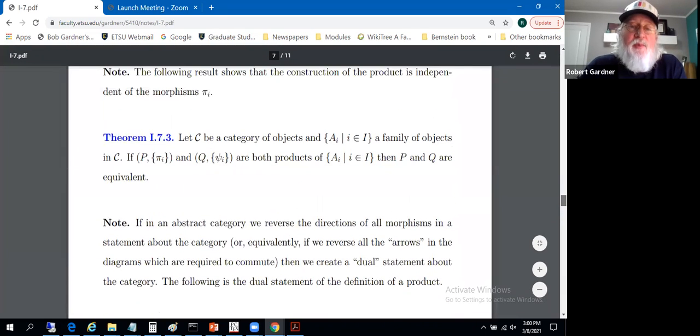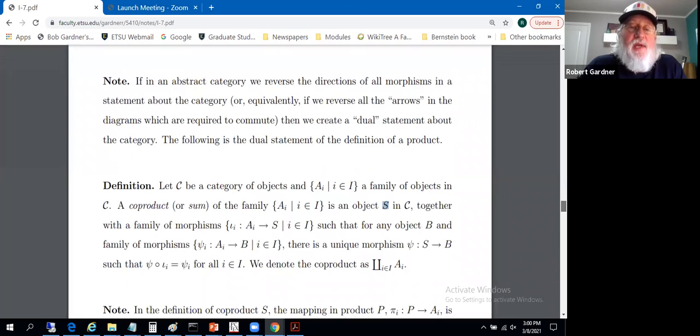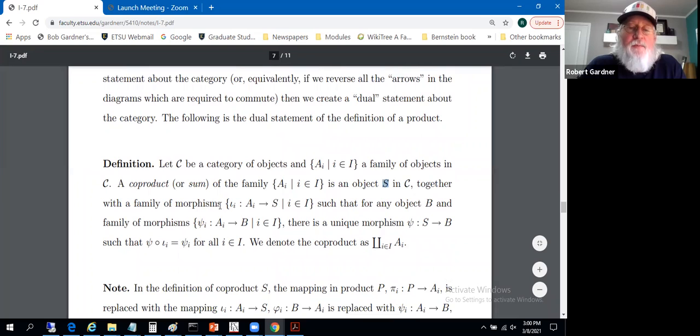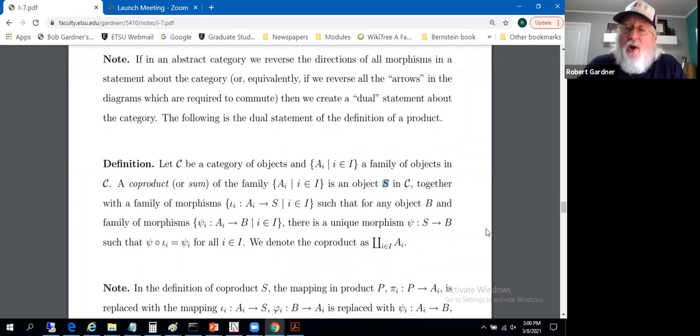The last thing we did in the previous video says if we compute these products two different ways, that is using different collections of morphisms, pi sub i or psi sub i, then we get equivalent products. So the dual statement should say something about different iota sub i's yielding equivalent coproducts.